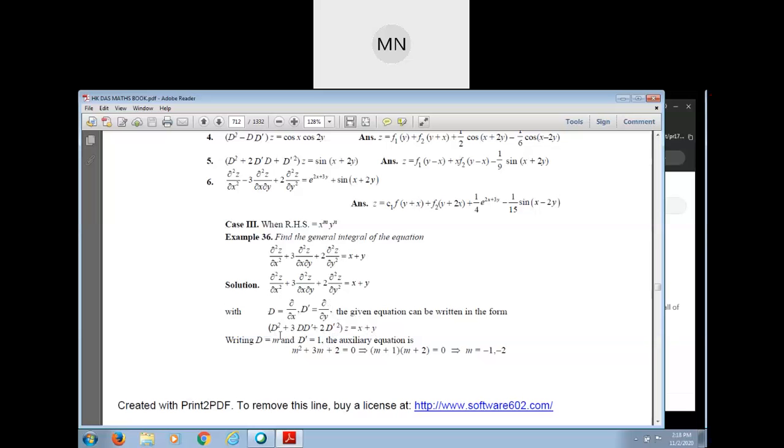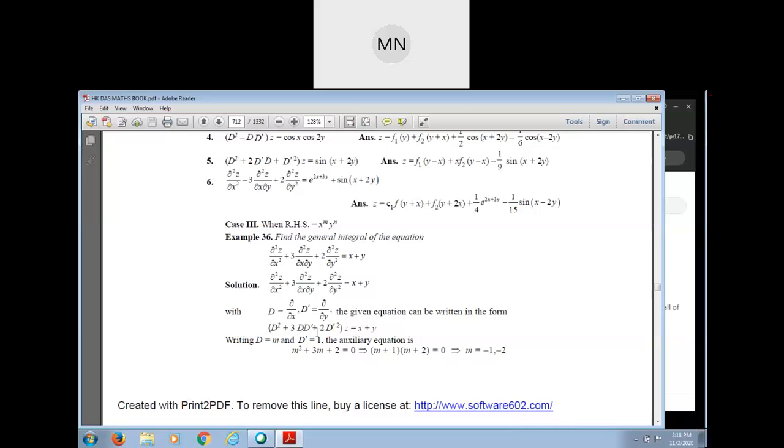Now write the auxiliary equation of this PDE. For the auxiliary equation, you put D equals m and D dash equals 1. This is very important. Remember that capital D is m and capital D dash is 1.